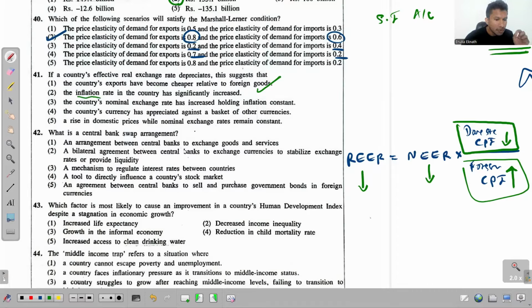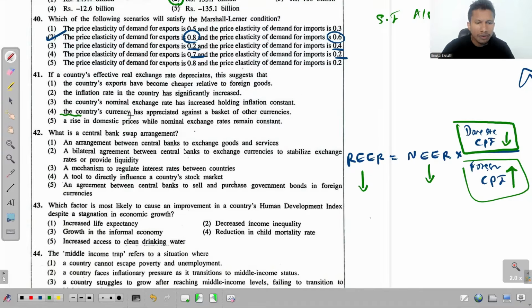Second one says inflation rate in the country, again, domestic inflation rate has significantly increased. No, domestic consumer price index should decrease for this real effective exchange rate to decrease. So this is not the answer. Third one, country's nominal exchange rate has increased. Nominal exchange rate, nominal effective exchange rate. So that has to be anyway decreased, not that it increases.